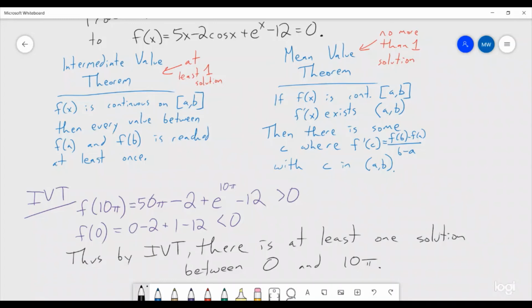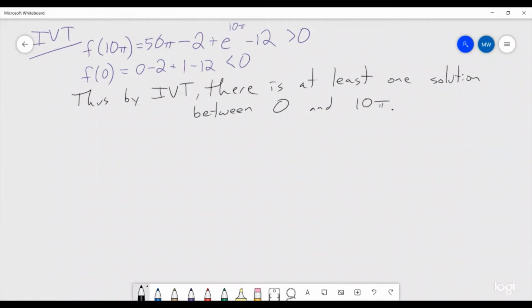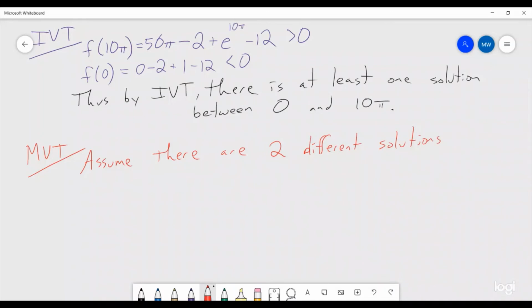Now, how can we use the mean value theorem to say that there's not more than one solution? Well, this is where we have to use something in mathematics that's called proof by contradiction. So this is how we would approach this one. So the mean value theorem part, we would say, assume there are two different solutions. So we know there's at least one, so that means there's 1, 2, 3, 4, or more.